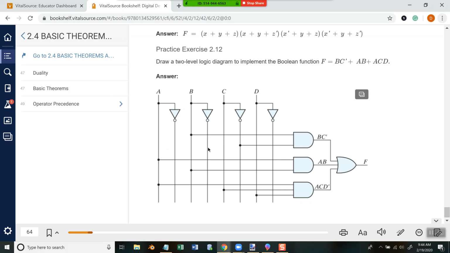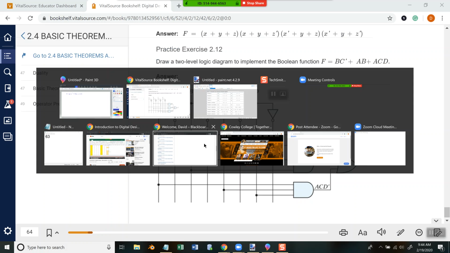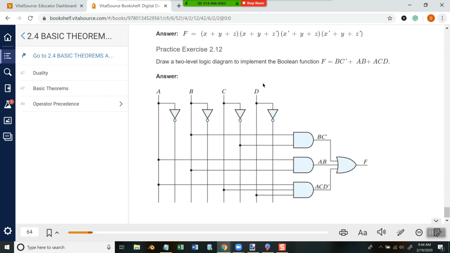And I guess I won't sketch over here. I was going to sketch it, but I'll just kind of go through this. A is coming down. It's going through an inverter, so this line here is A prime. B is coming down, going through an inverter, that's B prime, C, C prime, D, D prime. Okay, so this first one is B and C prime. So we have a line coming over from B into our AND gate, and we have a line coming over from C prime into our AND gate.